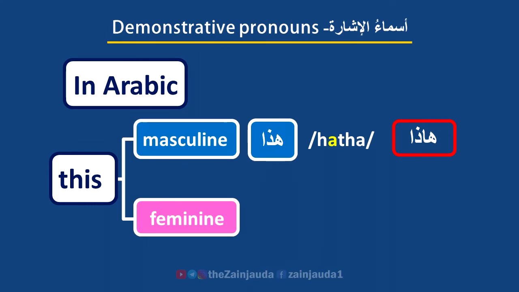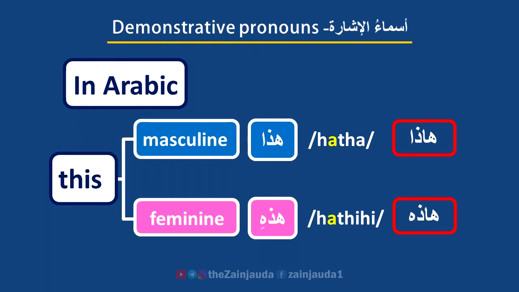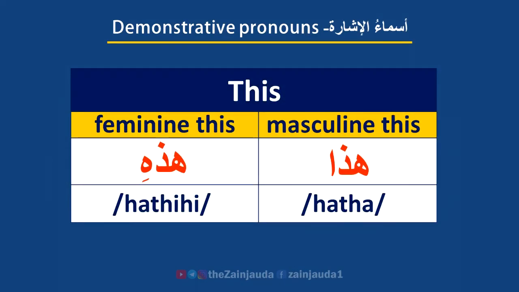Now hada is for masculine. The other demonstrative pronoun which is used for feminine is called hadihi. Hadihi is also pronounced as hadihi, but written as the one in the pink box. So you need to pronounce this more than once in order to remember that the letter alif is not written but pronounced. Hada, hadihi. Now remember, hada is used for masculine and hadihi is used for feminine.